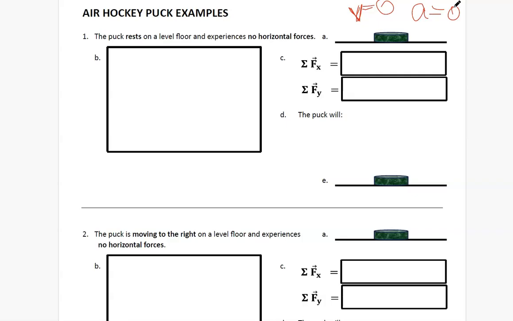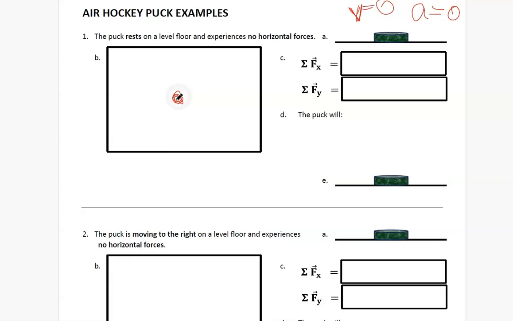So how do we represent this? Well, if we just say this little dot is the hockey puck, and we don't have to draw the ground, we're just considering the hockey puck as a single free body object. We're only analyzing the puck. We're not looking at the ground, we're not looking at the air, we're not looking at the earth. We're just looking at the puck, and we're just going to represent it with a dot. And we're asked what forces are acting on this hockey puck that's resting on this level floor. Well, we know that there are no horizontal forces, so we don't have to worry about that.